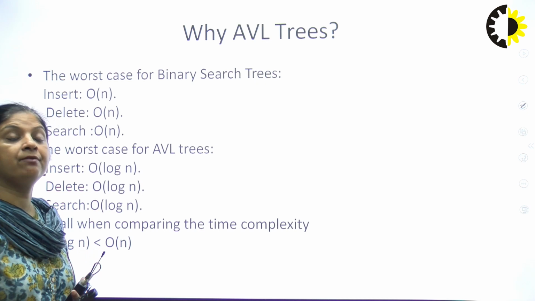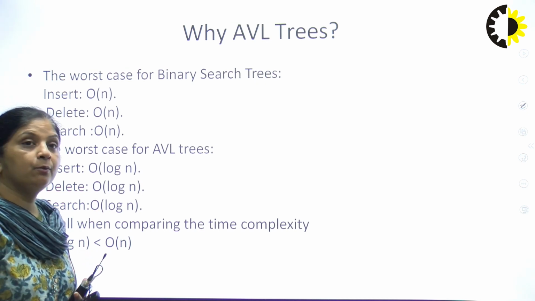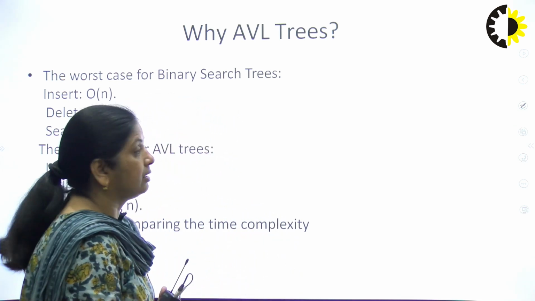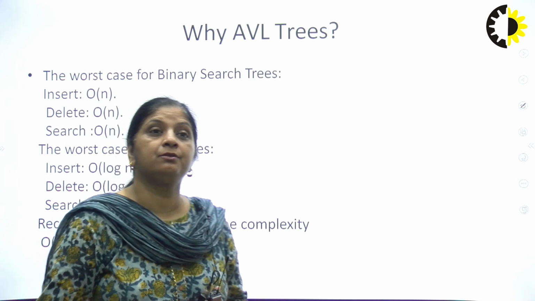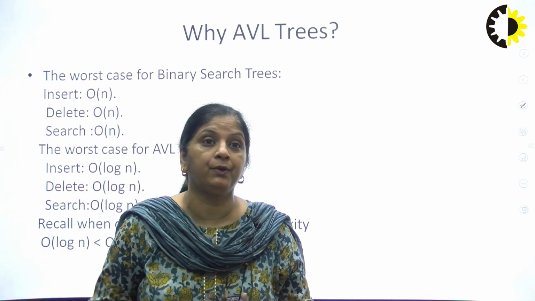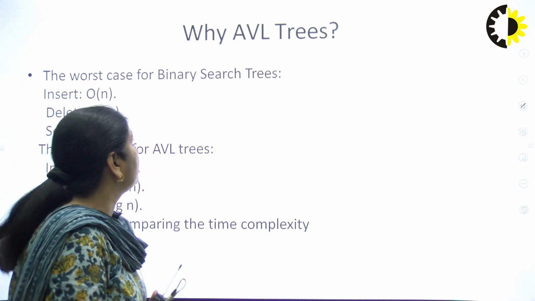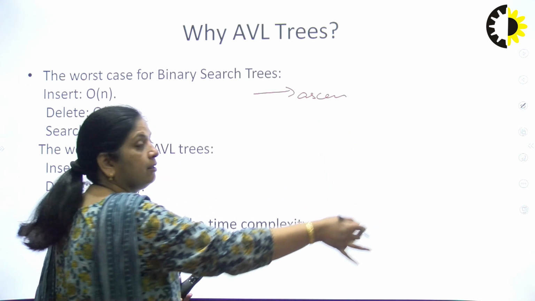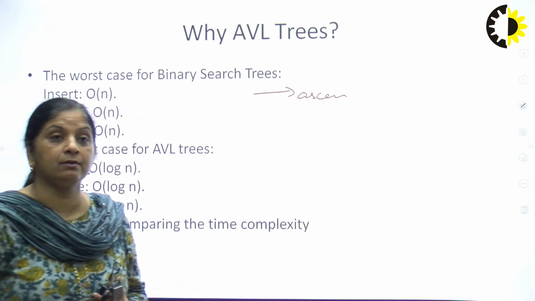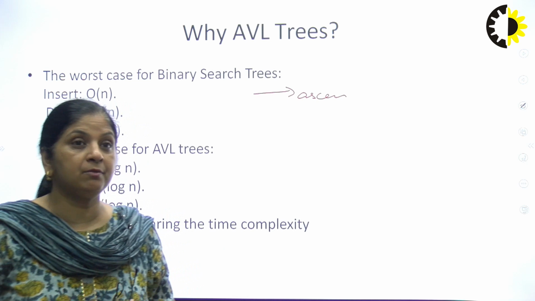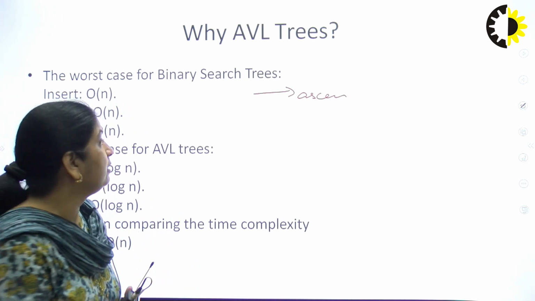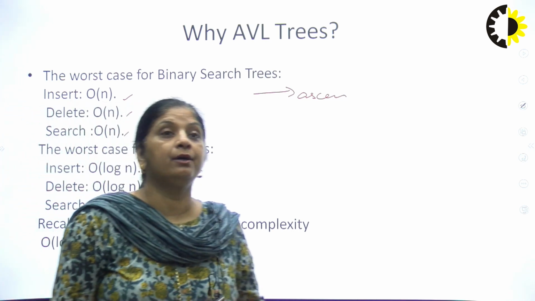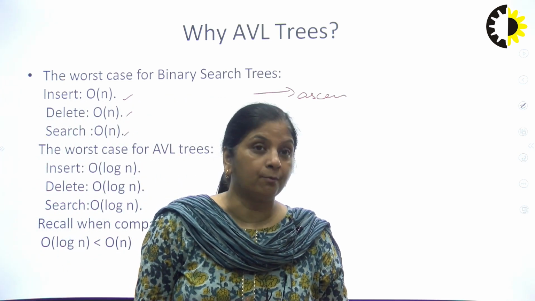Why do we want AVL trees? What is the use of an AVL tree? When we have a binary search tree, as we discussed on one slide at the start, the binary search tree structure is highly dependent on the order of insertion. If the insertion order is ascending, it will reach the maximum height. So in the worst case, the binary search tree has maximum height, and insertion, deletion and searching will have order of n complexity.